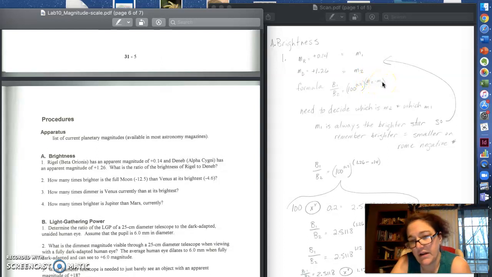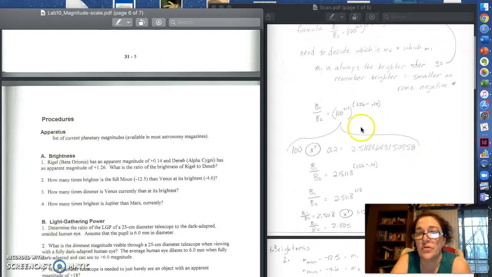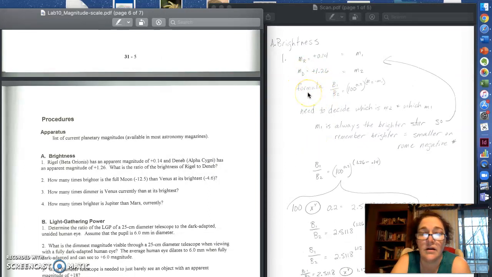So the first thing we have to figure out is which star is m2 and which star is m1. And for these formulas, all the ones that we are talking about, m1 is always the brighter star. Remember, brighter means smaller number or a more negative number. So the smaller number, Rigel, is m1 and Deneb is m2. So what we're trying to find, brightness 1 over brightness 2, is the ratio of apparent brightness.